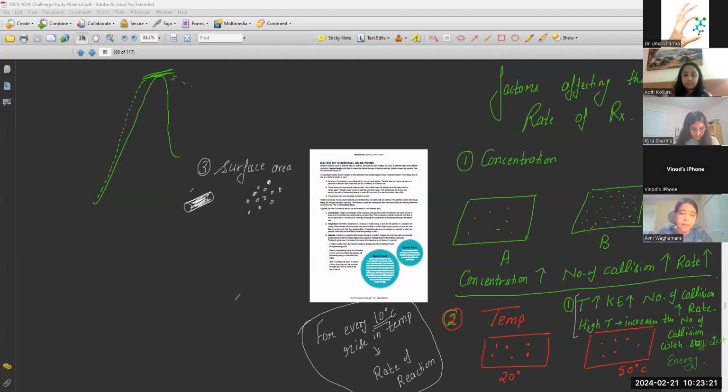Who is colliding with the wood? O2 gas. So O2 gas can collide from the surface like this only, correct? But over here, the gas is moving all over the place. It can penetrate inside. In case of Aditi's piece, it cannot penetrate inside. But here, so what happens to the number of collisions? It increases. Rate of reaction? Increases. Perfect. So please write down.